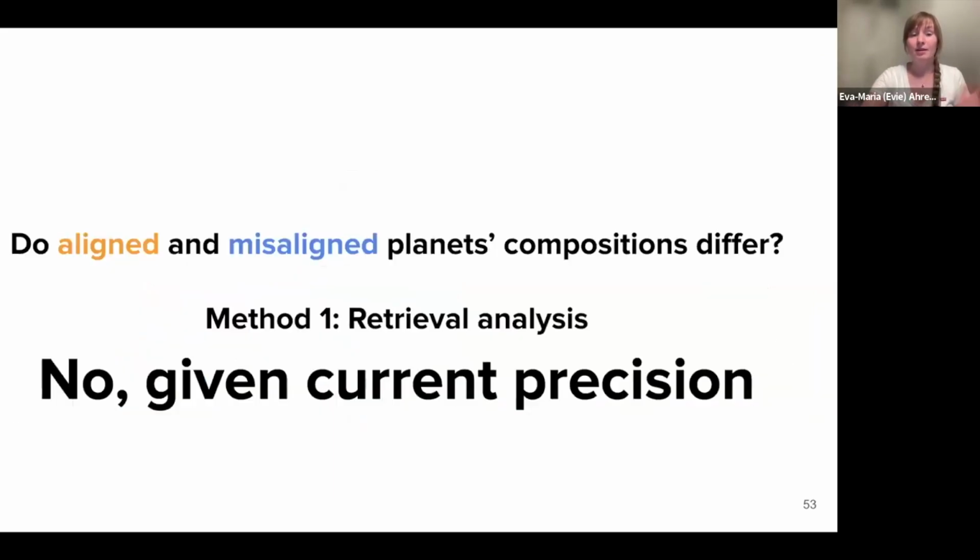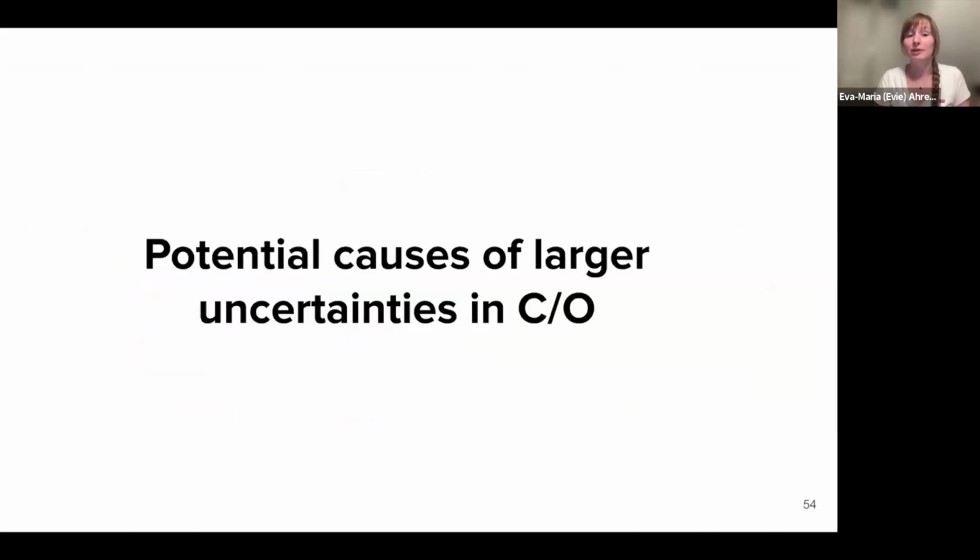Okay, so the question: do aligned and misaligned planets' compositions differ? Well, with retrievals, we can't actually tell, given the current precision on C to O ratio and metallicity. So what can we do about it? What are the potential causes that we can address?